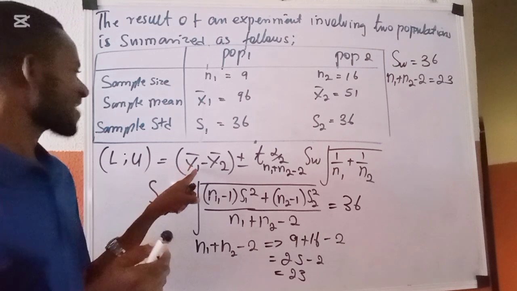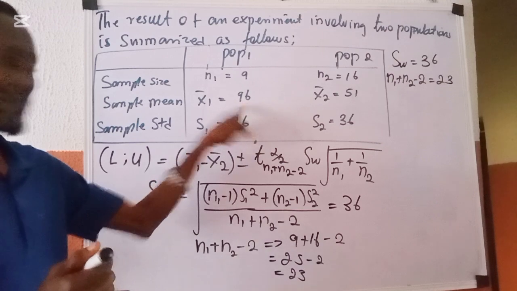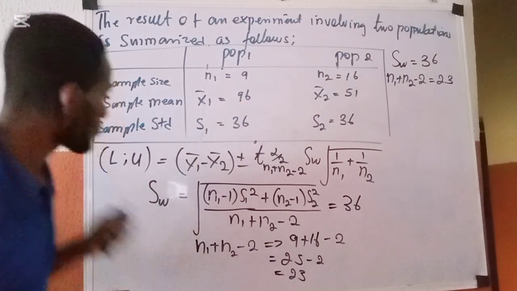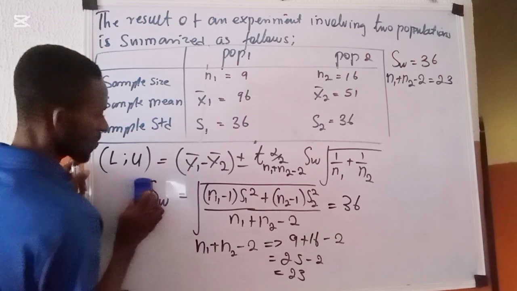Of course, you know that my x bar 1 minus x bar 2, x bar 1 is 96. So I will now come here and clean this board. Permit me to clean this board here.